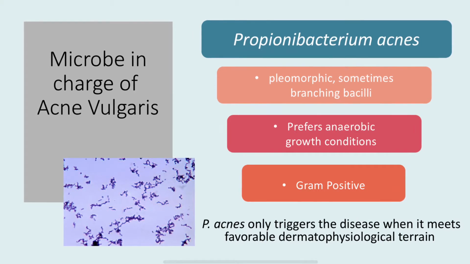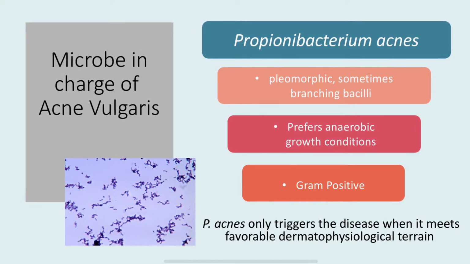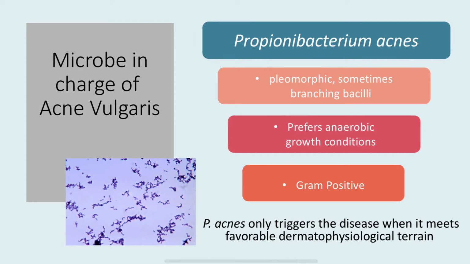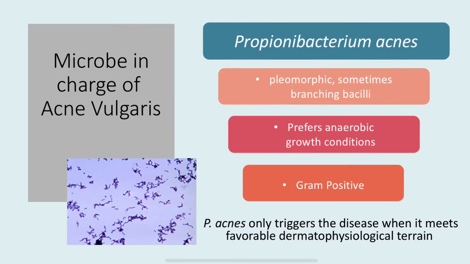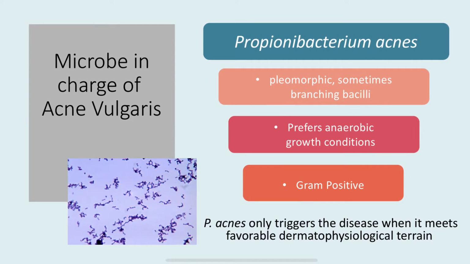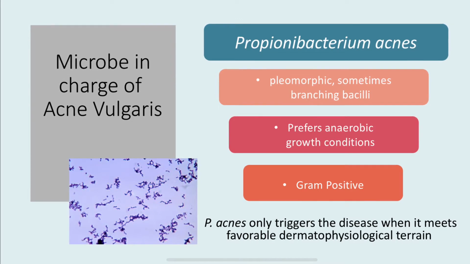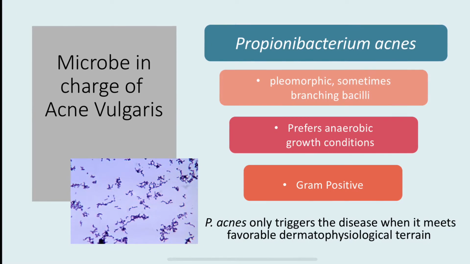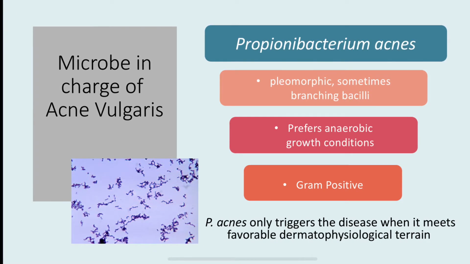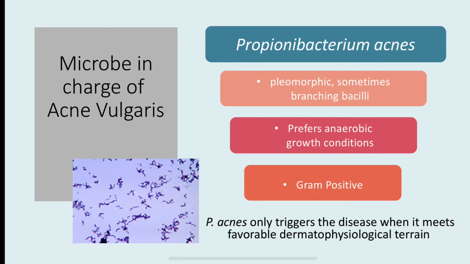It is pleomorphic, meaning that it has a variable shape and size in response to the changing environmental conditions. P. acnes is sometimes branching bacilli, meaning it is rod-shaped. It prefers anaerobic growth conditions, so conditions with no oxygen. This bacteria is also gram-positive, meaning it has a cell wall composed of peptidoglycan.